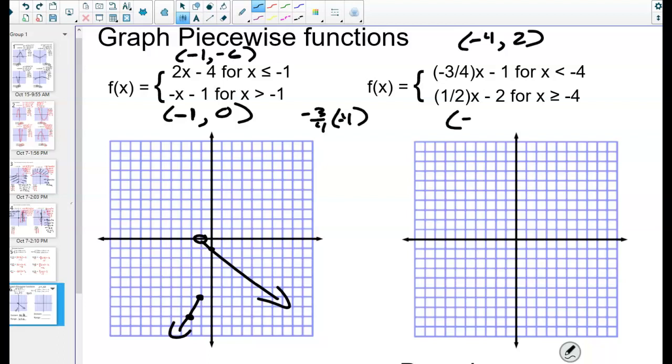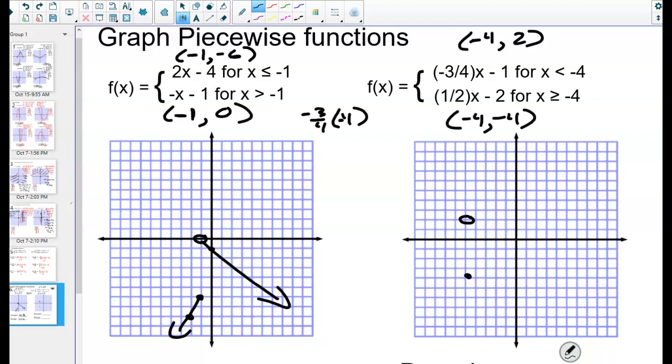Down here, 1/2 times -4 is going to give me a negative number. 1/2 times -4 is -2, minus 2 is -4. So it's -4, 2. And it's -4, -4.